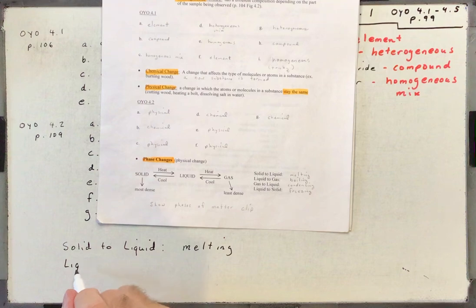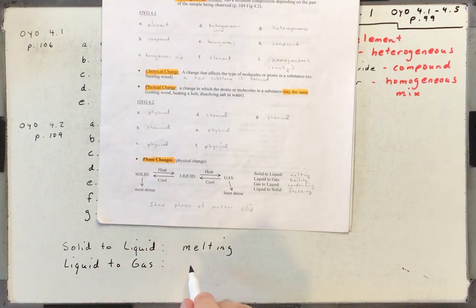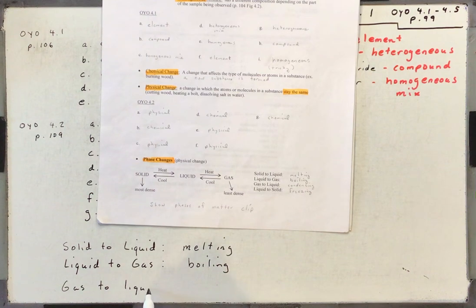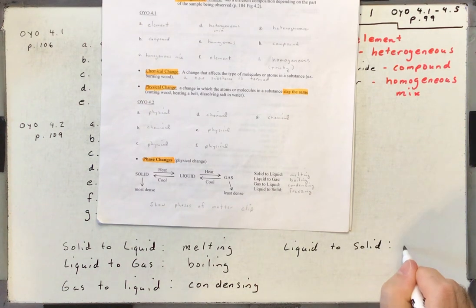When we go from a liquid to a gas, we call that boiling. So go ahead and write this in your notes over here. A gas to liquid, all right, we call that condensing. And then finally, liquid to solid, we would call that freezing.